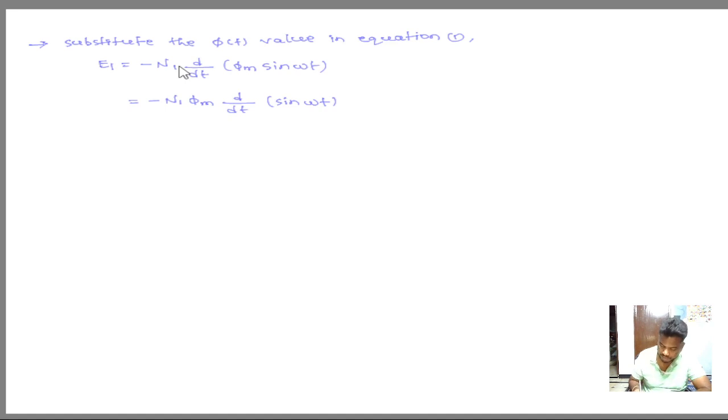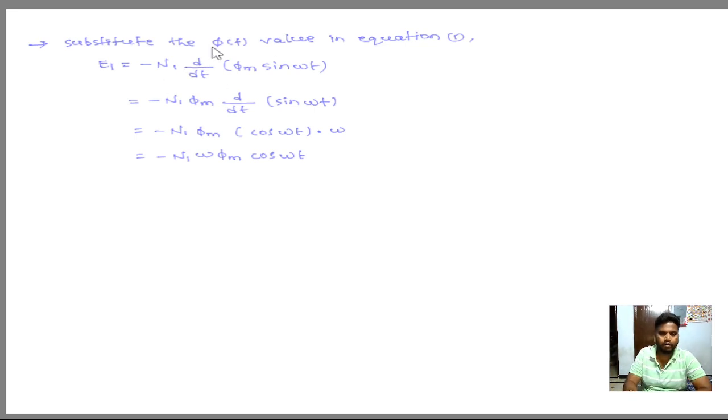Now differentiate sin omega t with respect to time. Minus N1 phi m. What is the differentiation of sine? It is cos omega t. Again, differentiate omega t with respect to t, which is omega. That is equal to minus N1 omega phi m cos omega t.